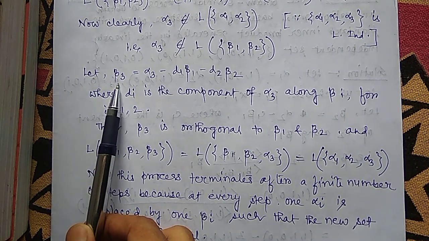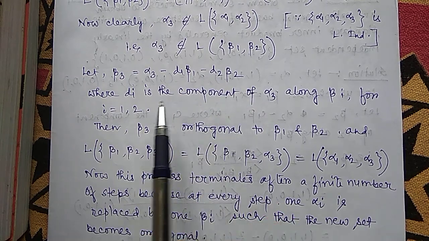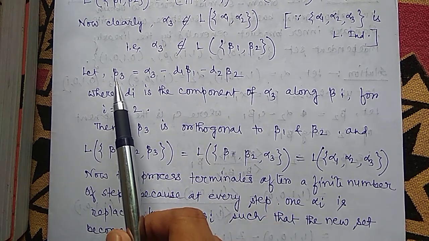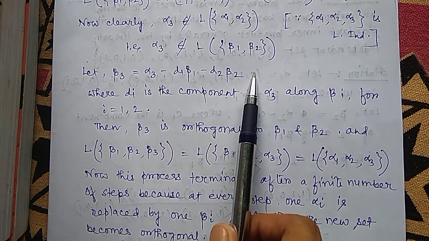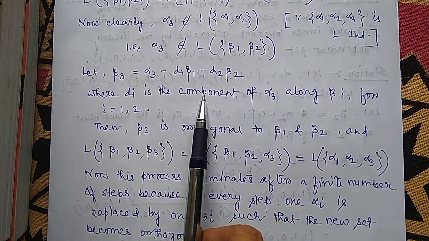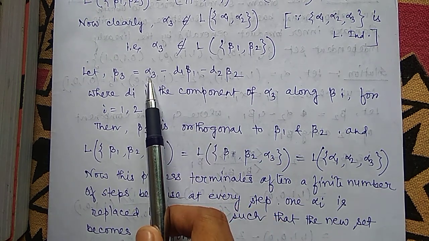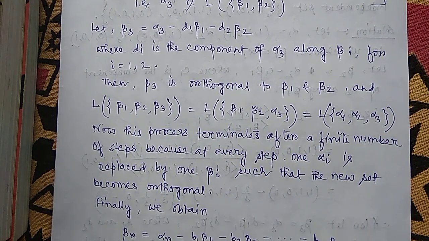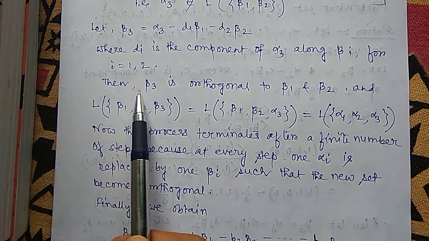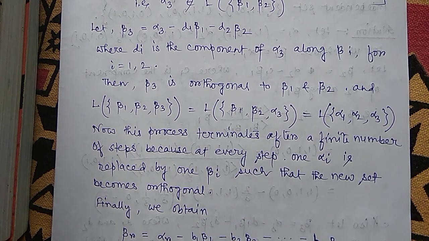Okay, we now construct the third orthogonal vector beta 3 using alpha 3 and the previously constructed beta 1 and beta 2. How is it? Beta 3 is equal to alpha 3 minus d1 beta 1 minus d2 beta 2, where d1 is the scalar component of alpha 3 along beta 1 and d2 is the scalar component of alpha 3 along beta 2. Then we can show that beta 3 must be orthogonal to both beta 1 and beta 2.